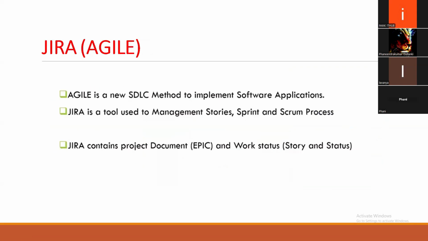So Jira, guys, you know Jira, right? Jira is used for Agile, a new SDLC method to implement software applications. Jira is a tool used to manage stories, sprints, and the Scrum process. So what are stories, sprints, and the Scrum process? A sprint is nothing but a period of 15 days within which we need to develop a new feature.